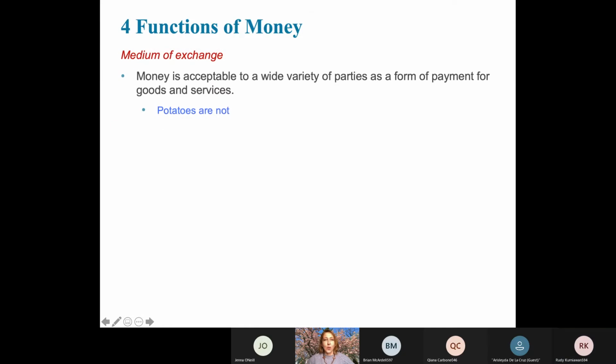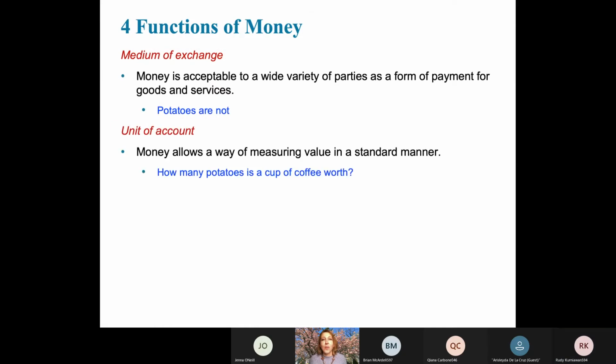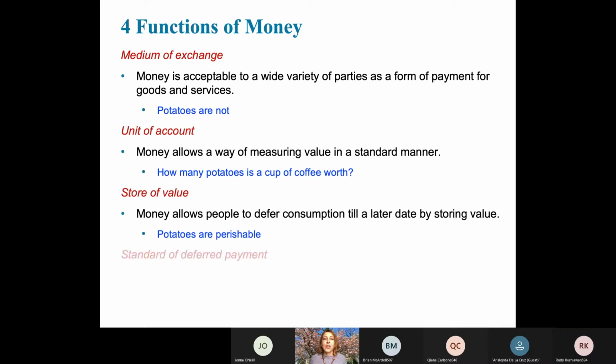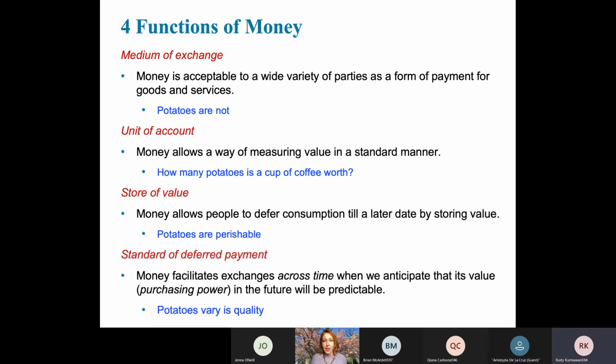Okay, so let's go. So there are four functions of money: medium of exchange, unit of account, store of value, and the standard of deferred payments. So to be a good medium of exchange, money needs to be acceptable to a wide variety of trading parties in the form of payments for goods and services. So as a comparison, I have it here that potatoes or candy wraps are not acceptable.